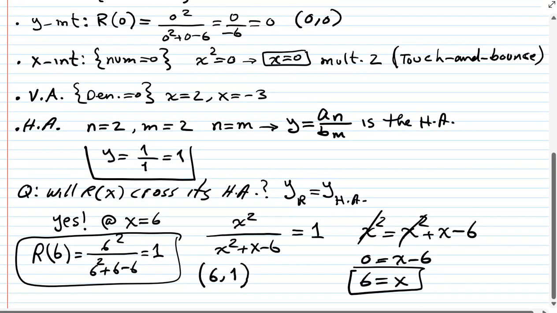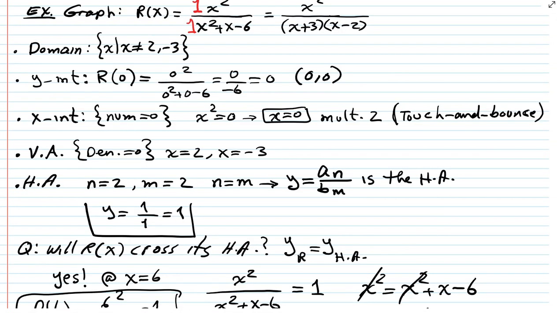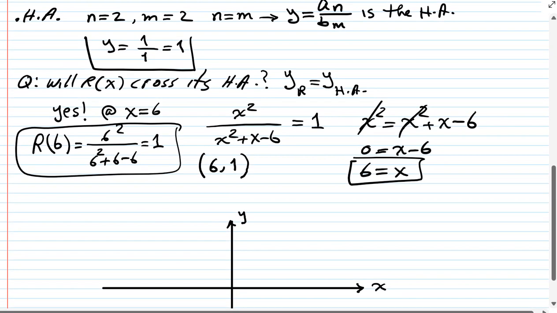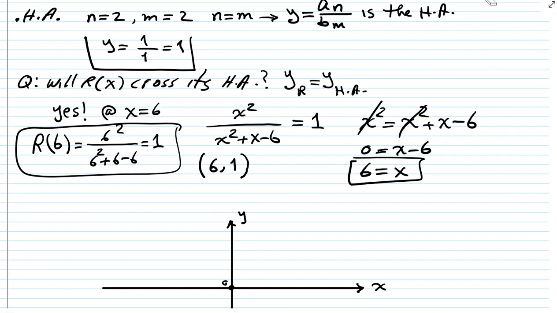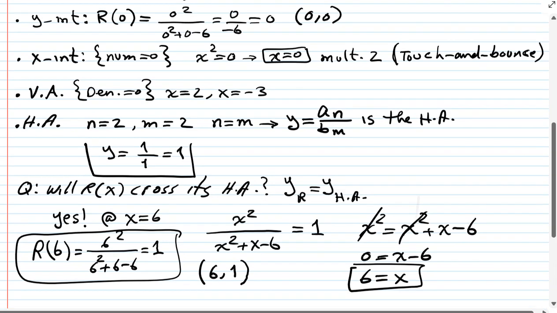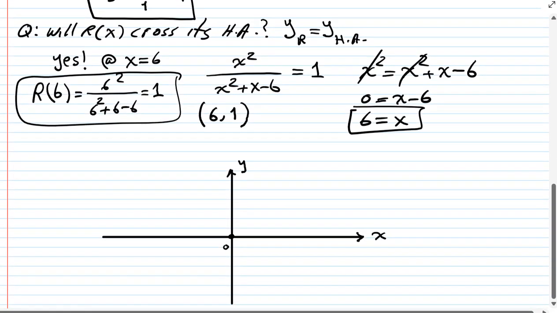Okay, so I'm going to bring my coordinate system first, and then we're going to graph this. Let's transform the information. First, the y-intercept was at (0, 0). So the origin is actually the intercept here. Let me put the 0 here. So that's the y-intercept. The x-intercept was at 0, with multiplicity of 2, so it's going to touch and bounce.